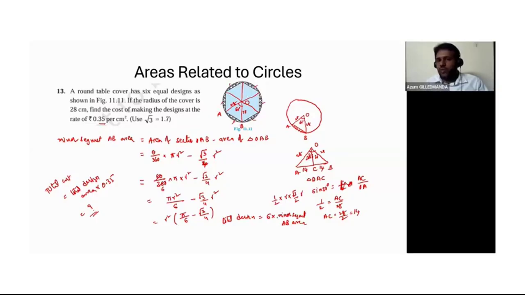How many such minor segments do I have? 6. So if I multiply the one minor segment area into 6 times, I will get the total design area. So once I get the total design area, into 0.35 per centimeter square, right? So if I multiply by the cost, I'll get the total cost required to do that design. Understood? So this is a complex problem that can be given to test all the knowledge or the concepts that you have learned in these sectors and segments. So this problem touches both sector and segment and your clear understanding of how to solve this.